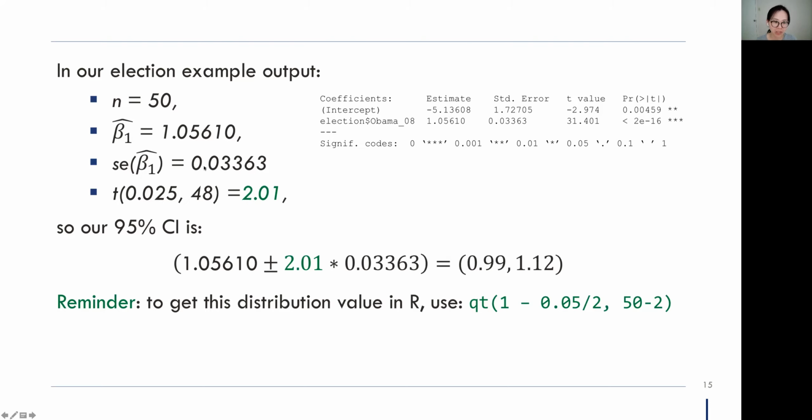Just plug in every single element: beta 1 hat, this t value, and the standard error of the estimated slope. We get this interval being 0.99 and 1.12. Hopefully this is clear on how to calculate the confidence interval for the estimated slope.